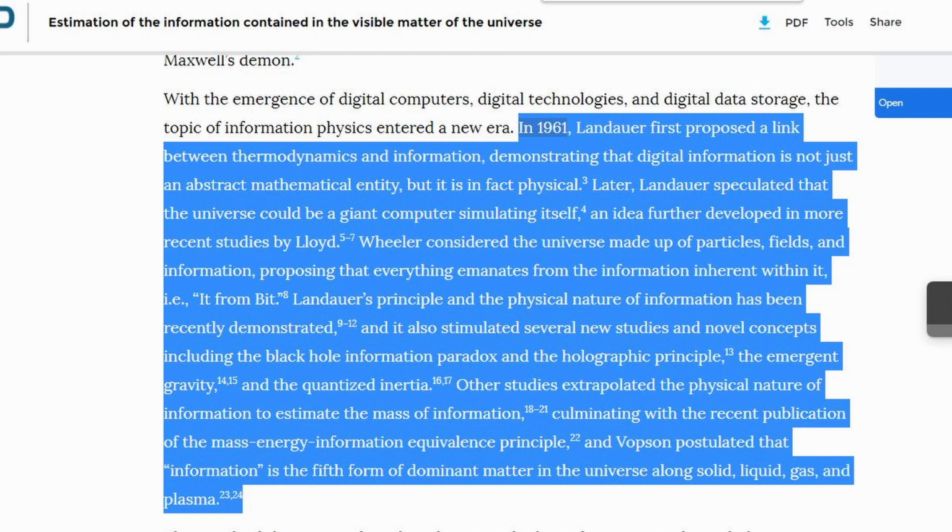Later, Landauer speculated that the universe could be a giant computer simulating itself, an idea further developed in the more recent studies by Lloyd. Wheeler considered the universe made up of particles, fields, and information, proposing that everything emanates from the information inherent within it, i.e., it from bit. Landauer's principle and the physical nature of information has been recently demonstrated, and it also stimulated several new studies and novel concepts, including the black hole information paradox and a holographic principle, the emergence of gravity, and a quantized inertia. Other studies extrapolated the physical nature of information to estimate the mass of information, culminating with a recent publication of the mass-energy-information equivalence principle, and Vopson postulated that information is the fifth form of dominant matter in the universe, along with solid, liquid, gas, and plasma.